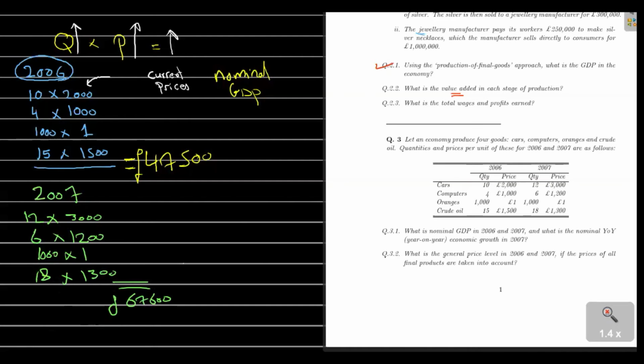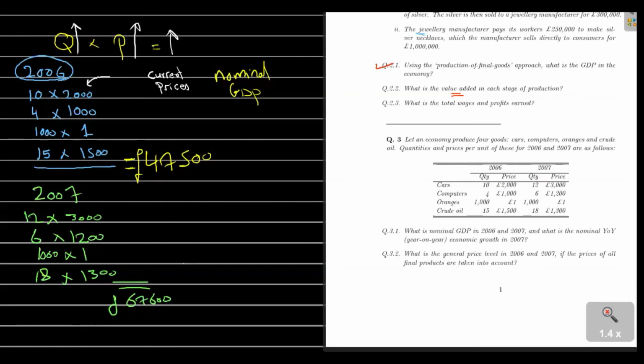Okay, so what does that tell us? Look at this, guys. So we have GDP in 2006 was 47,500, and that has increased in 2007 to 67,600. Okay, the question here: where did this increase come from? As I said before, that could be because of change or increase in quantities or increase in prices.